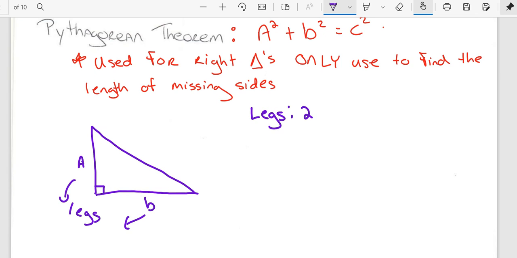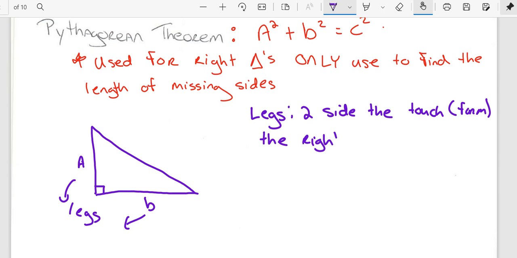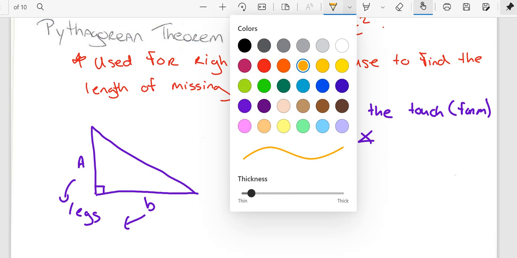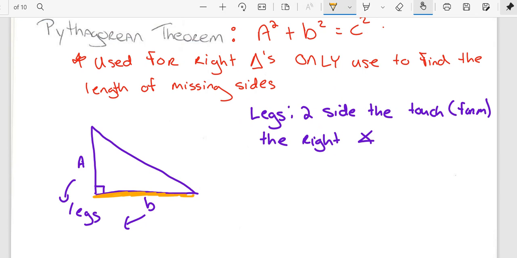So you can think of it as touch or form the right angle. Legs are the two sides that touch or form the right angle. So by form, what I mean is that if I'm looking at these two sides, this is B, and this is A, and these are the two sides that together meet to make that right angle possible. So that's what I mean by form that right angle. All right, so these are our legs.